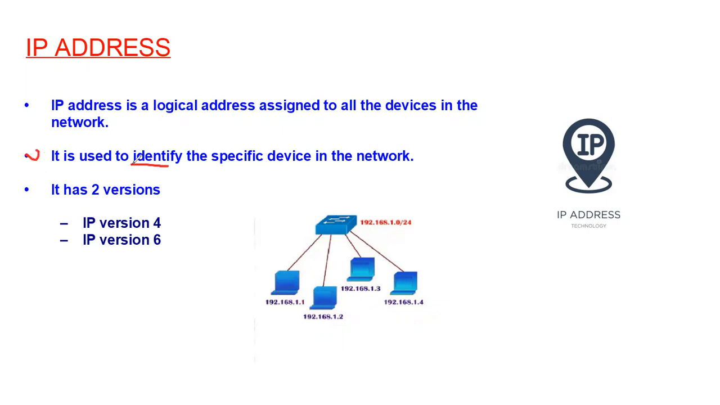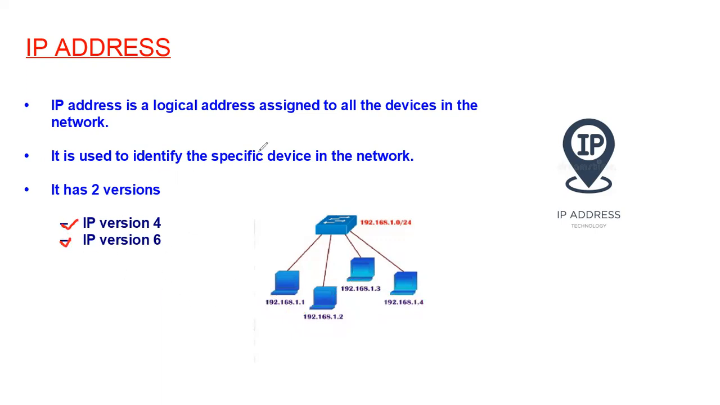It is used to identify the specific device in the network. What is the use? It is used to identify the specific device in your network, or you can say it is used to make the communication between the devices in your network. Without IP addresses, devices cannot communicate. Like your mobile number, it has two versions. IP addresses have two versions, IP version 4 and IP version 6.